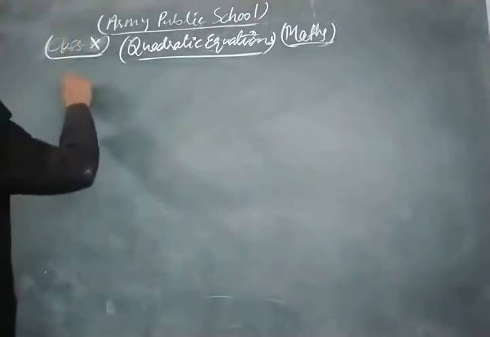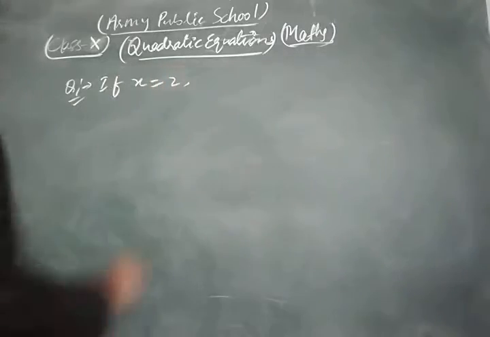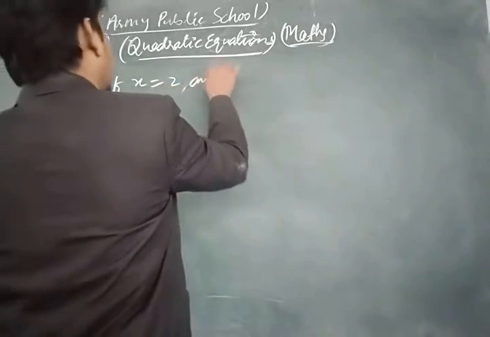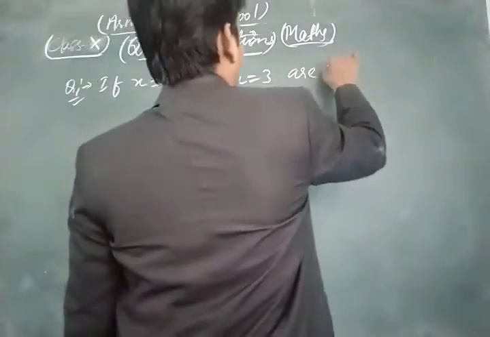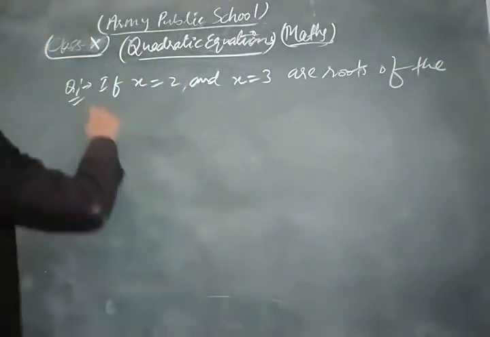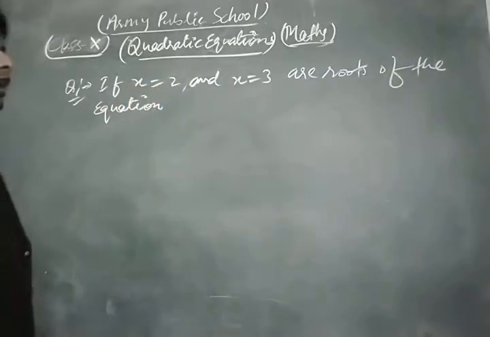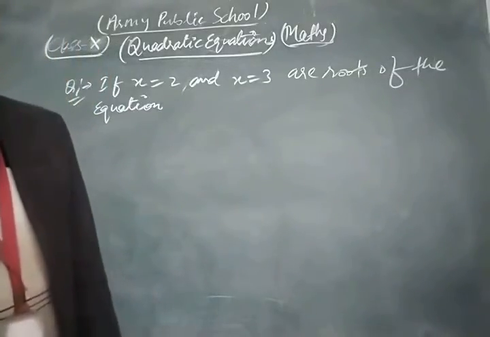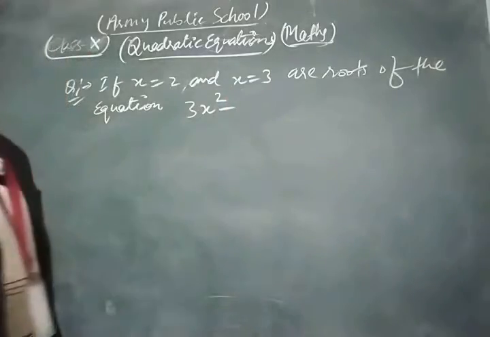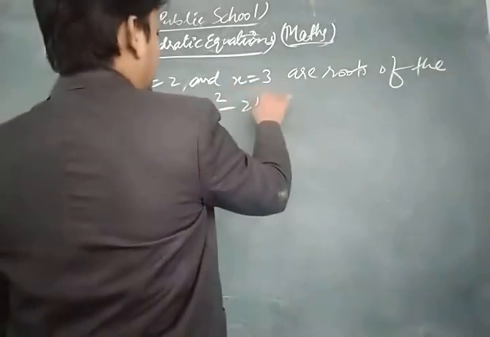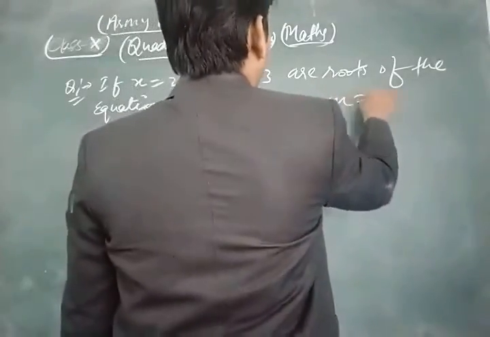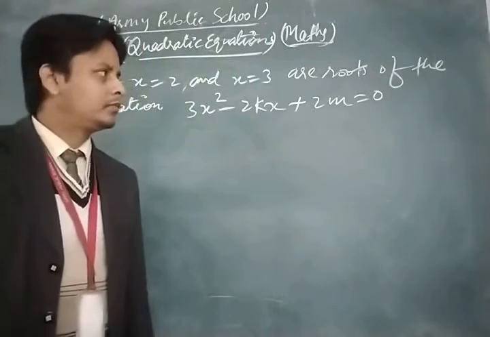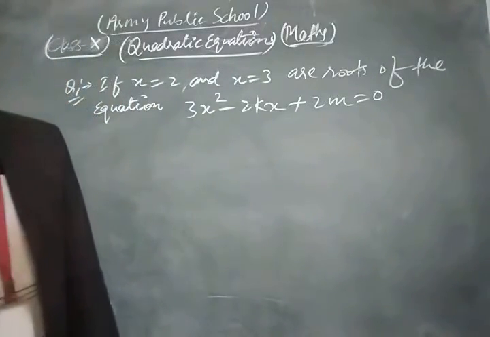Look, if x is equal to 2 and x is equal to 3 are roots of the equation 3x square minus 2kx plus 2m is equal to 0, find the value of k and m.